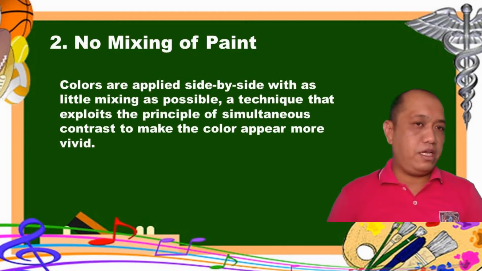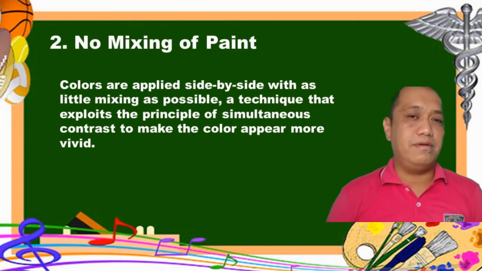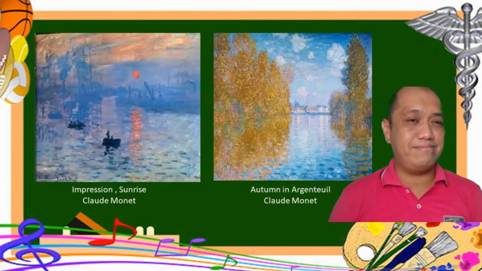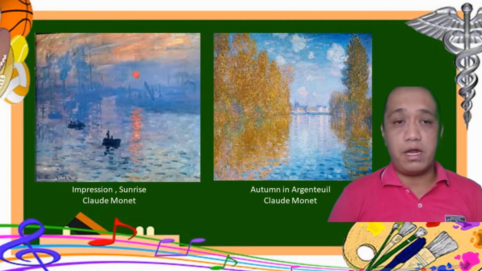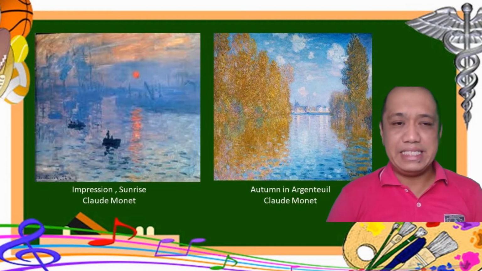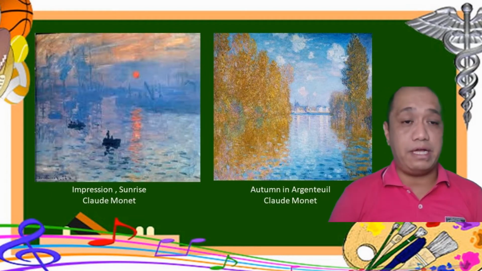Another characteristic of Impressionism art is no mixing of paint. As you look at my example here, colors are applied side by side with as little mixing as possible. This technique exploits the principle of simultaneous contrast to make the colors appear more vivid.